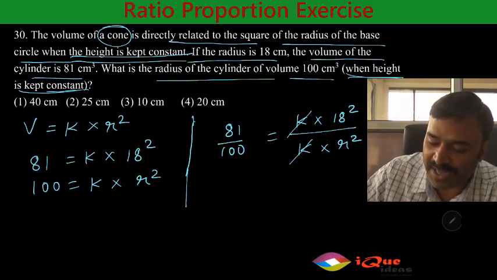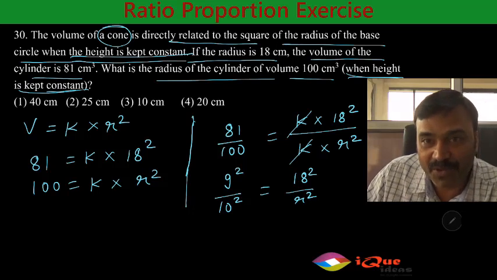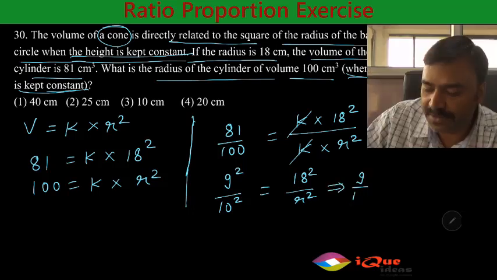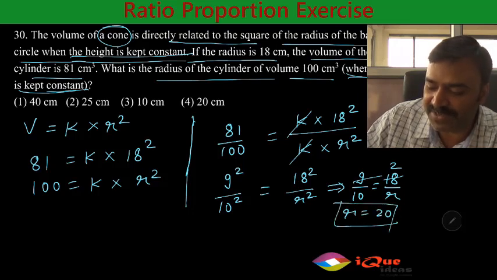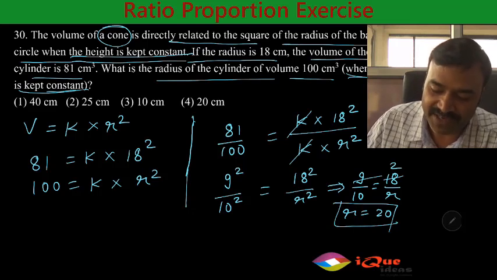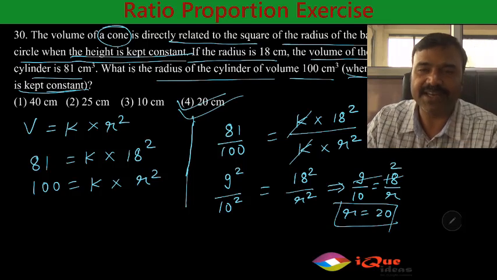Okay. Now here what happens? 81 is 9 square, 100 is 10 square. So 9 square upon 10 square is equal to 18 square upon R square. So very beautifully all the squares will go away. So we have 9 upon 10 equal to 18 upon R. So 9 cancels 18 2 times and R is equal to 10 into 2, that is 20. Alright. So that means the radius of the second one is 20 centimeter. The fourth option, that is the correct answer.